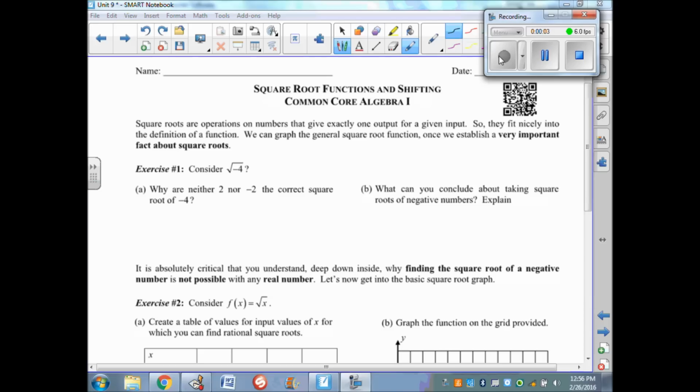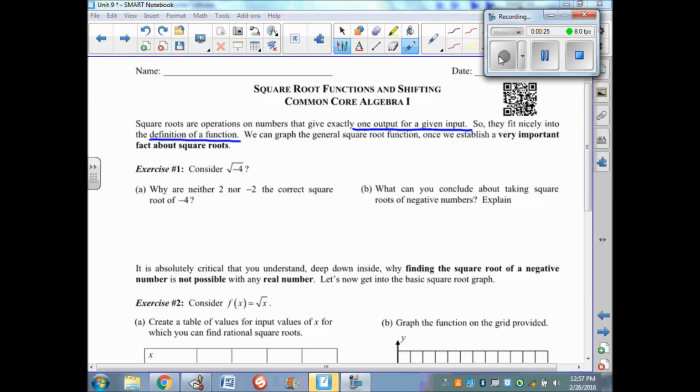Lesson 3, square root functions and shifting. So when I take a look at this top portion here, it says square roots are operations on numbers that give exactly one output for a given input. So they fit nicely into that definition of a function, okay? You guys are real familiar with that.